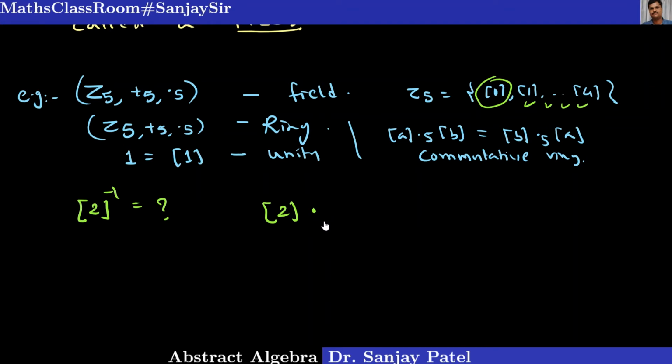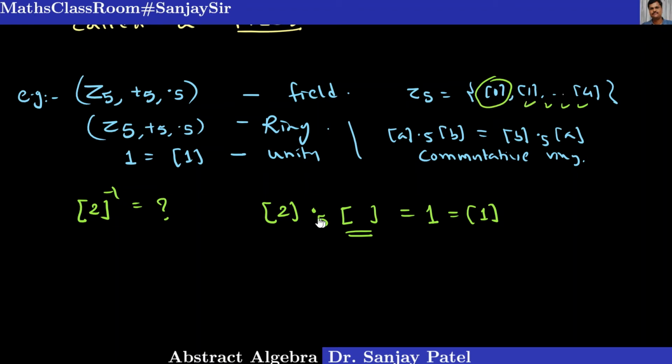The multiplication operation here is ·5. So class 2 ·5 what? What class I should write here so that I will get the unity element. That means I get class 1. So class 2 into something must be equal to class 1. Then I can say that this class 2 has multiplicative inverse, or it is a unit element of the ring. So that you can check by putting one by one all the elements from Z5 other than 0.